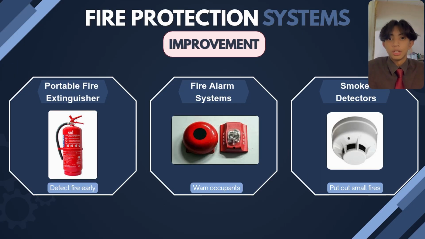Okay, now to address the complete absence of fire protection systems at block C20, we are proposing 3 essential systems. The first one is the fire extinguisher to put out a small fire. Second, the fire alarm with break glass points to warn occupants, and the last one is the smoke detector to detect fire early. Together, these systems provide both automatic detection and manual activation capabilities, significantly improving the safety of block C20 occupants.